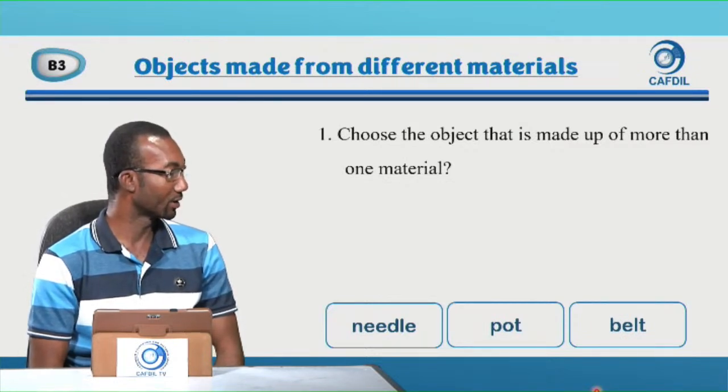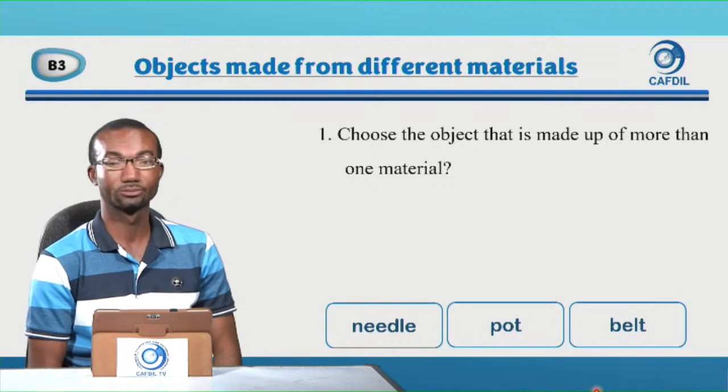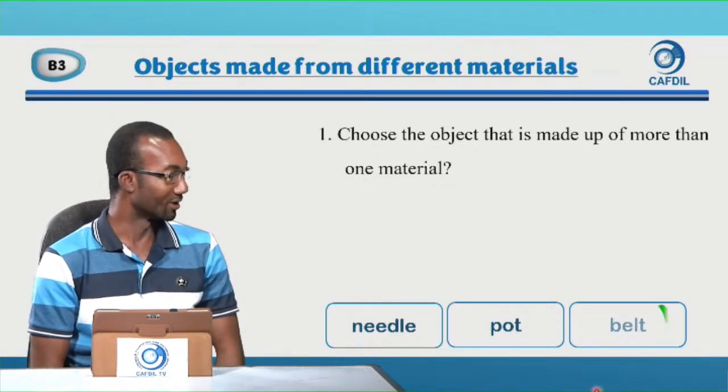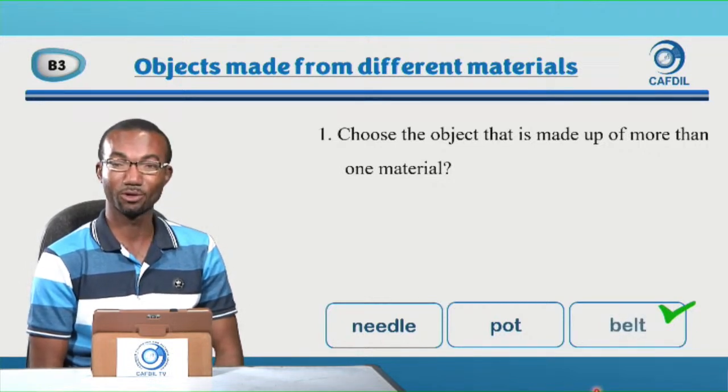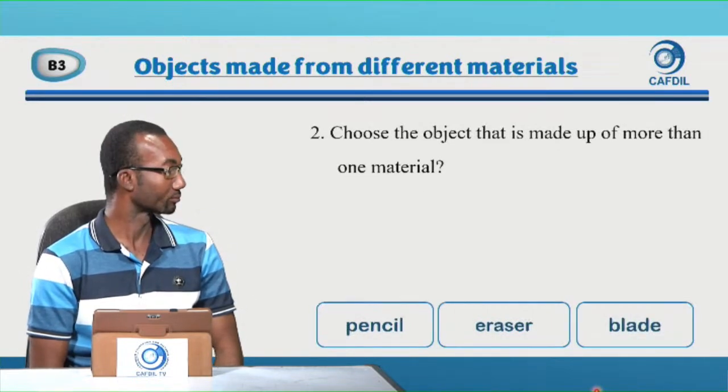One, choose the object that is made of more than one material. We have needle, pot, belt. Good, the answer is belt. Needle is made of metal, pot is made of clay, but belt is made up of leather, fabric, and metal.